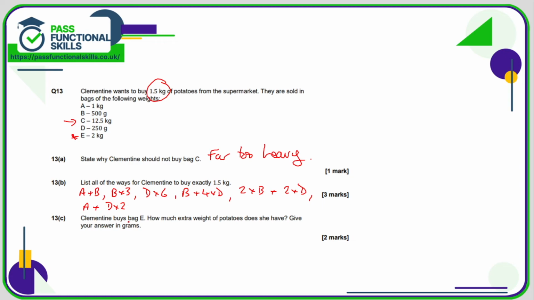Clementine buys bag E, so that's the 2 kilos. So she needs 1.5 kilos. She's bought 2, so 2 take away 1.5 is 0.5 kilos that she doesn't need, and 0.5 kilos, multiply that by 1,000 is 500 grams.